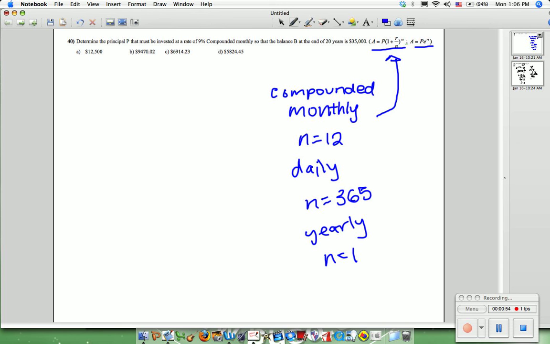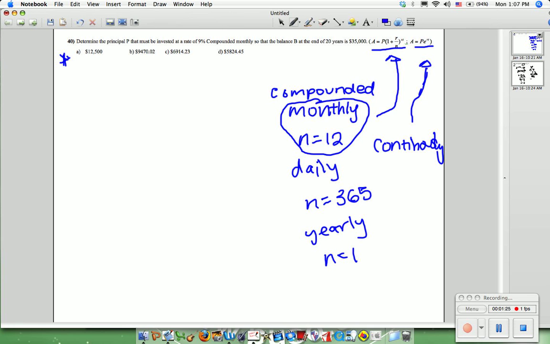Okay, and then when do we use the second equation? This one would be for continuous compounding. So let's see what we have on this problem. If it's continuous, we use the second one. That's going to be number 41. But for right now, we're going to work on number 40, which is compounded monthly. So what do we use N equal to? 12.